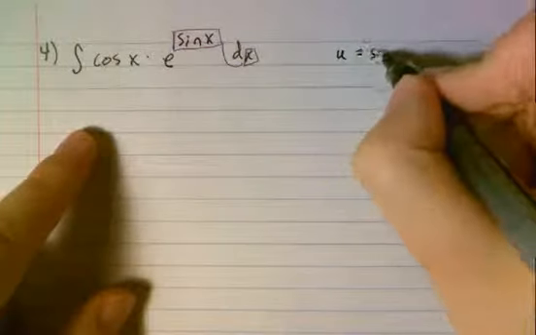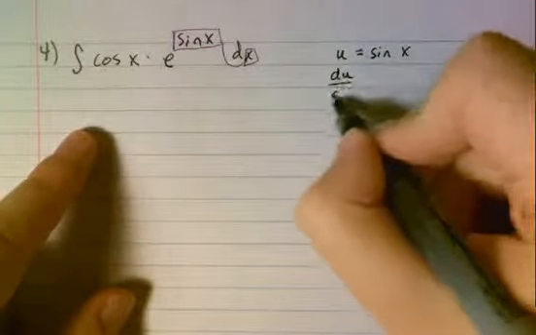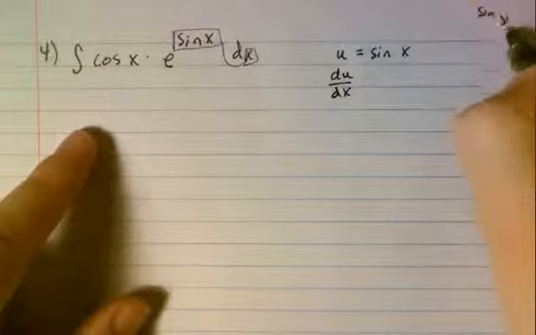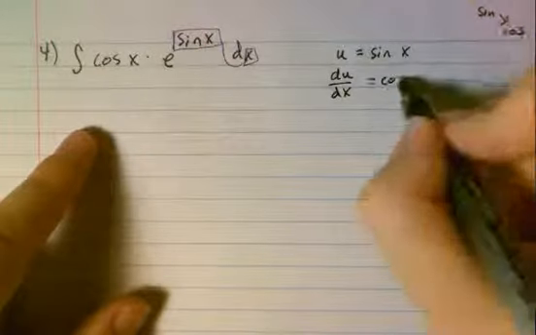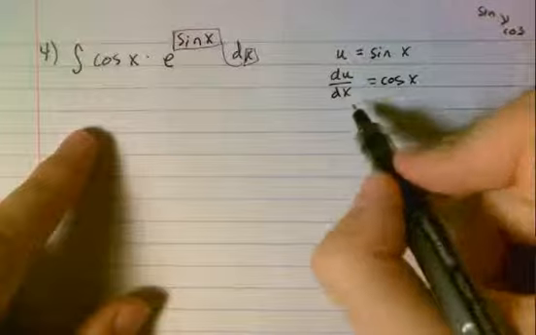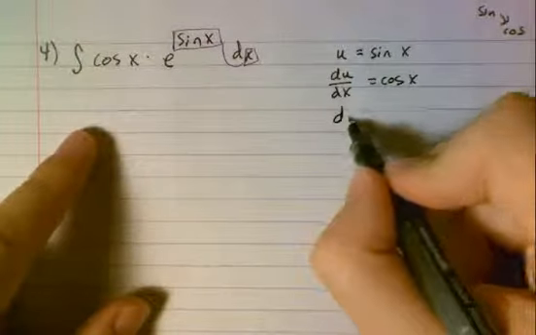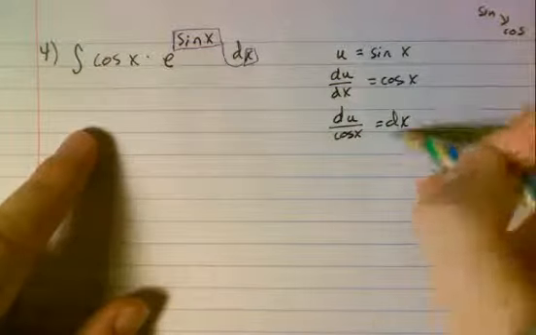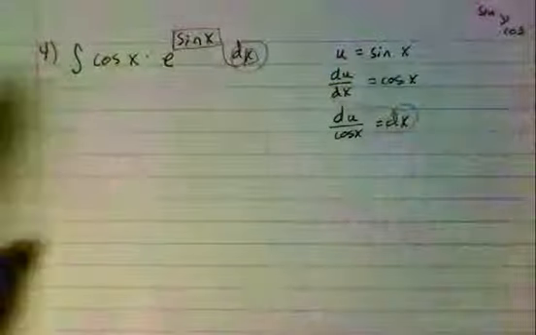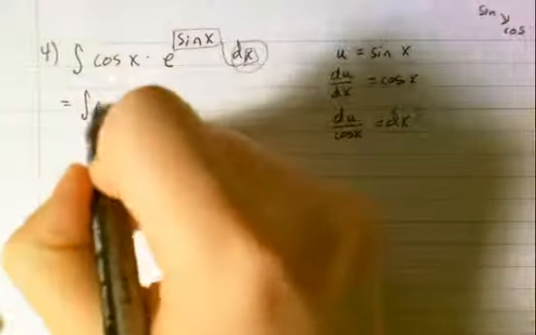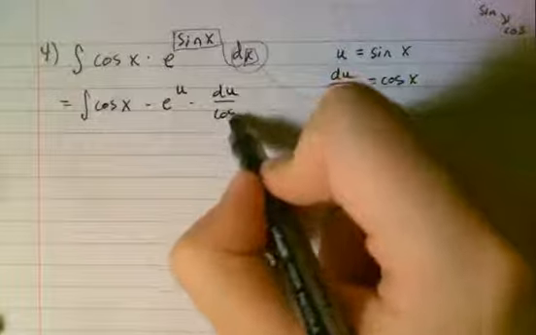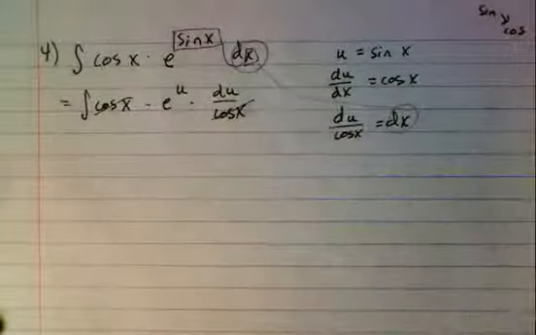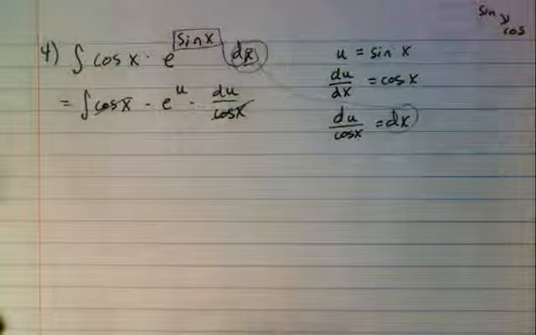So let's let u equal sine of x. Derivative of u with respect to x is cosine of x. Multiply both sides by dx, divide both sides by cosine of x. Now this comes back here. And lo and behold, these cancel out. If they didn't cancel out and there was still an x there, we would have a major problem. So it's a good thing that they cancel out.